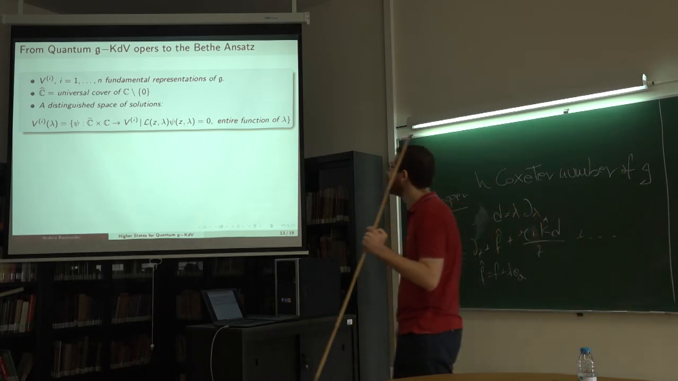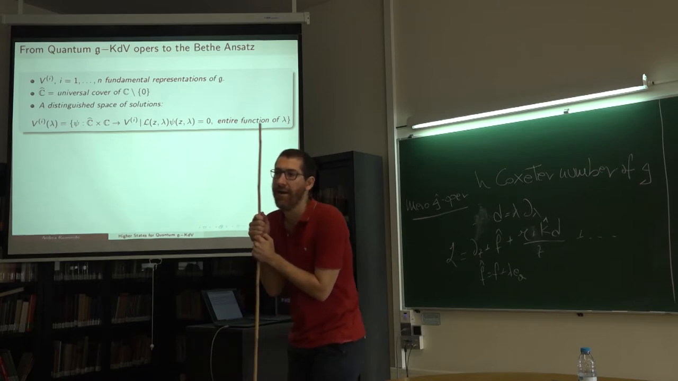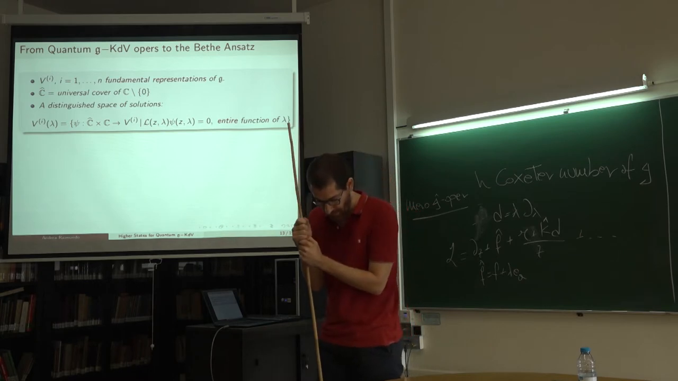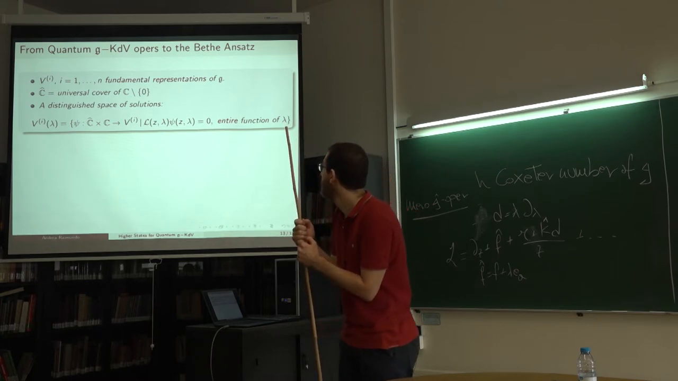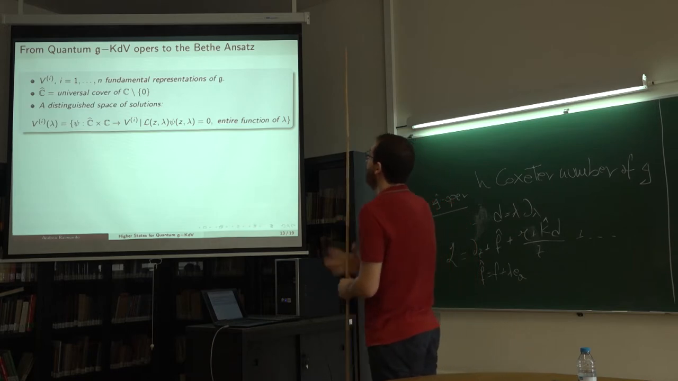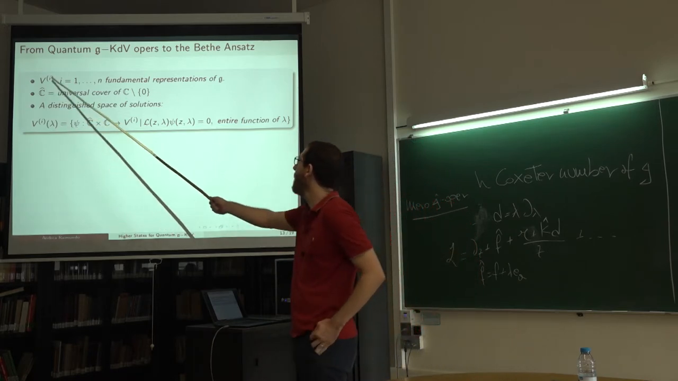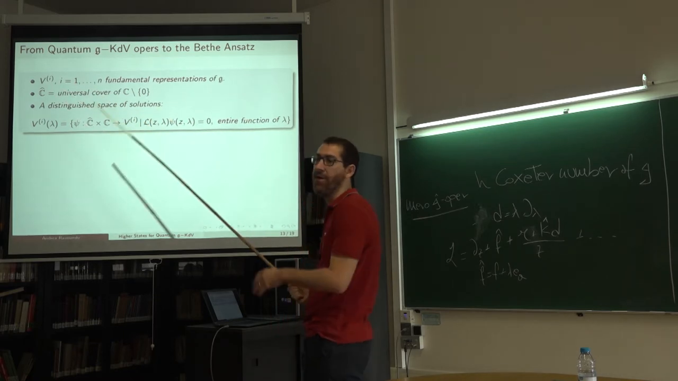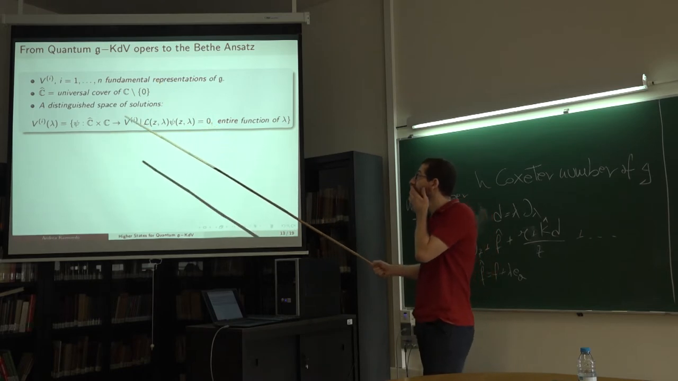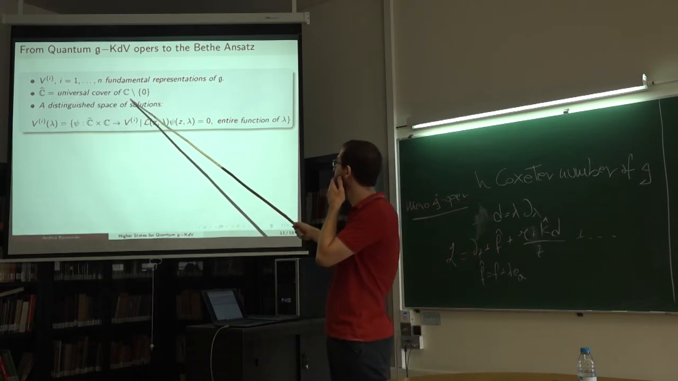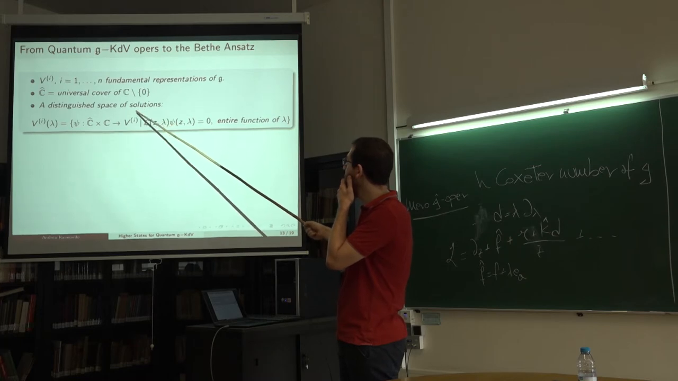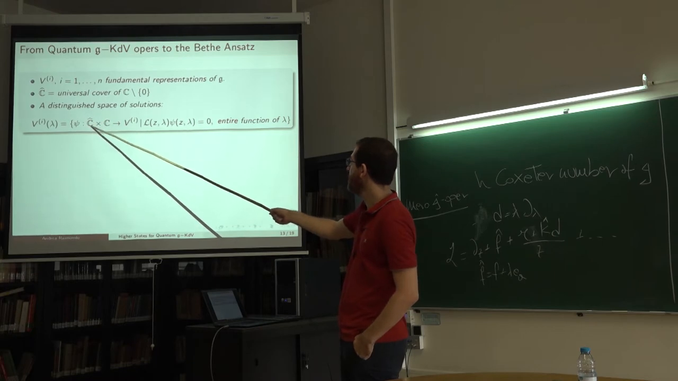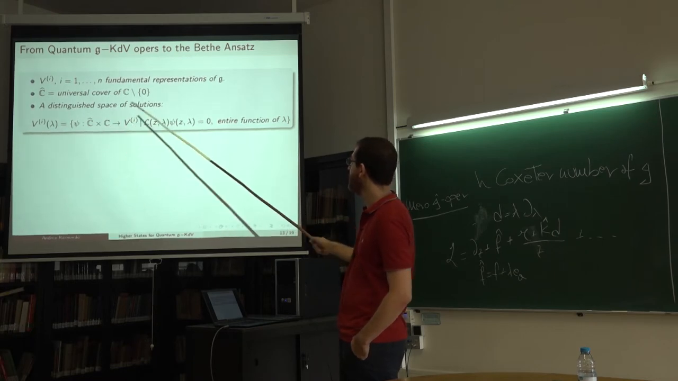Well, okay, now I want to tell you how to get from these opers to the Bethe Ansatz. And the idea is the following. Fix, denote by V1, ..., Vn the fundamental representations of G. I will need all of them. Take the universal cover of C minus the origin and introduce this distinguished space of solutions. Okay, C hat is the space of z and C is the space of lambda.